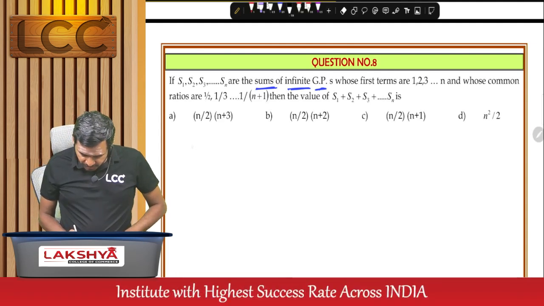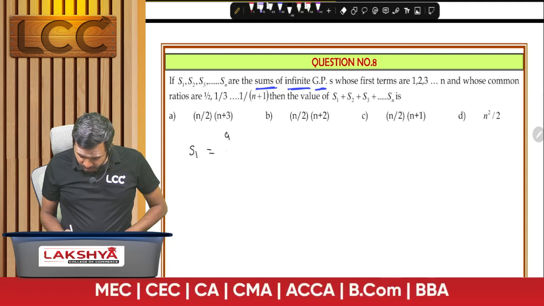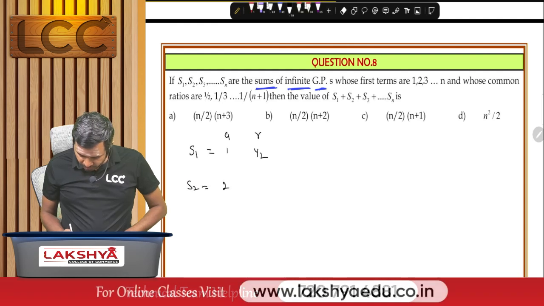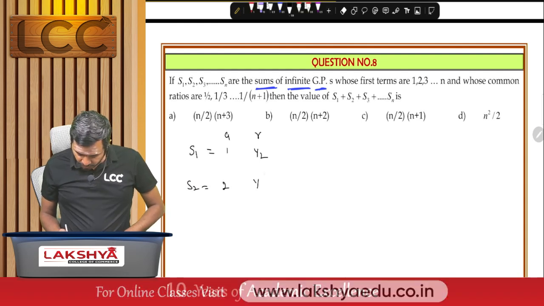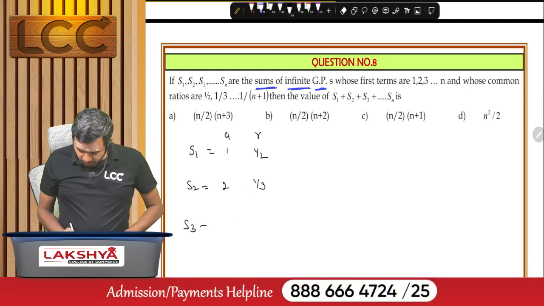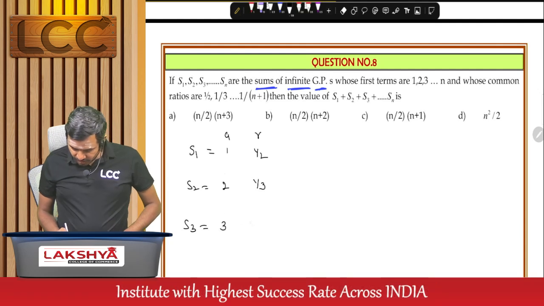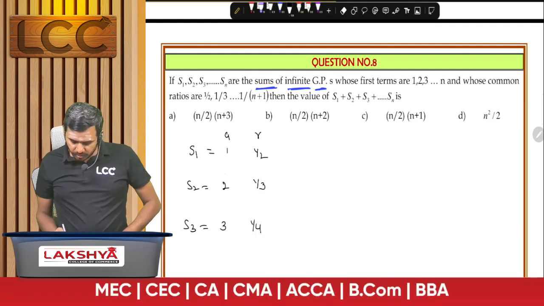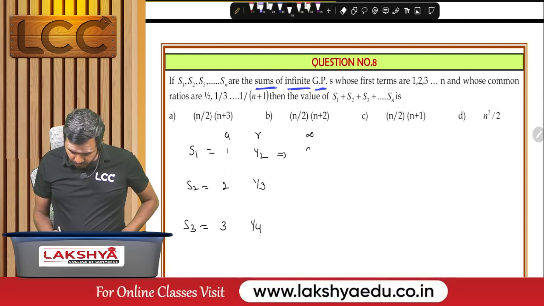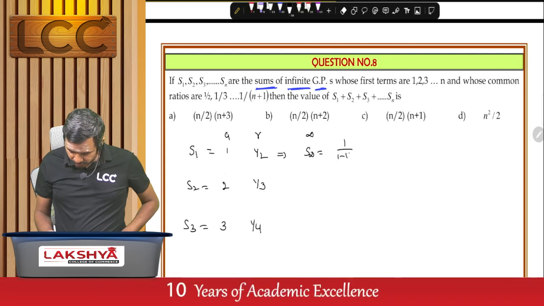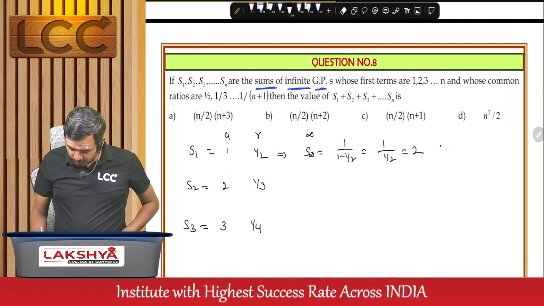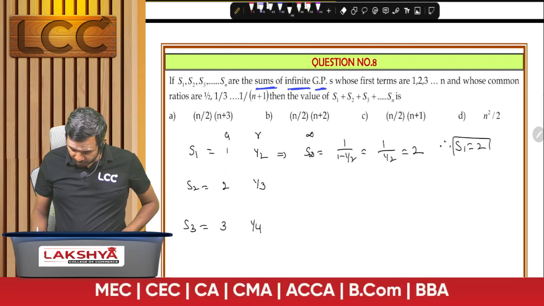Now see that S1 first term is 1, common ratio is 1 by 2. For S2 first term is 2, common ratio is 1 by 3. For S3 first term is 3, common ratio is 1 by 4. Now I am calculating the sum of infinite terms of GP: S infinity is equal to 1 by 1 minus 1 by 2, that is 1 by 1 by 2, which is equal to 2. And therefore, S1 value is 2, remember that.